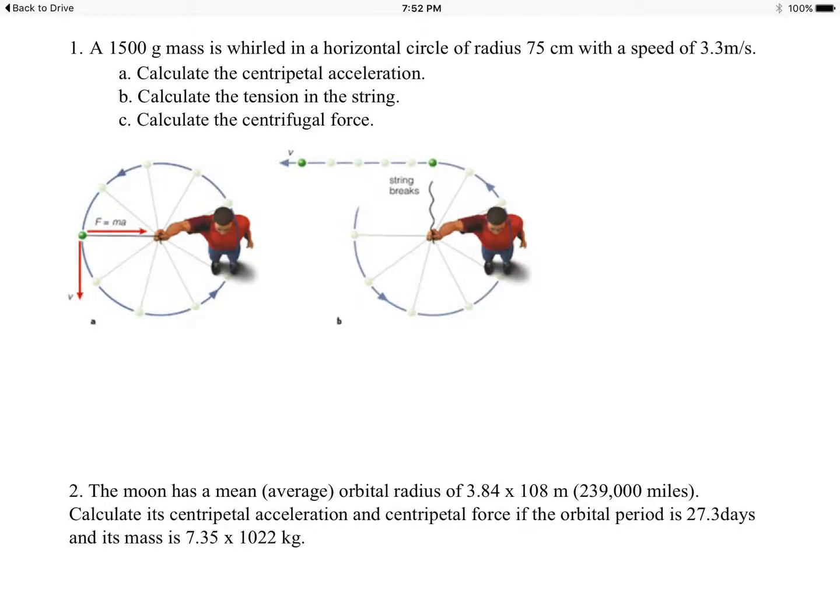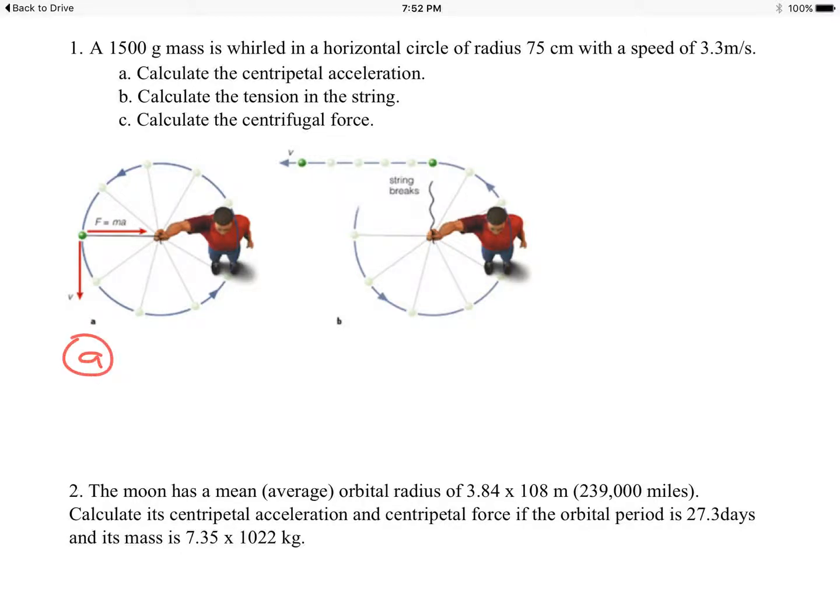Here's a ball being whirled in a horizontal circle, and we have the overhead view. It's a pretty massive ball, 1.5 kilograms. You can see the ball is green, and it's going around counterclockwise from the overhead position here. And in part A, the direction doesn't really matter.